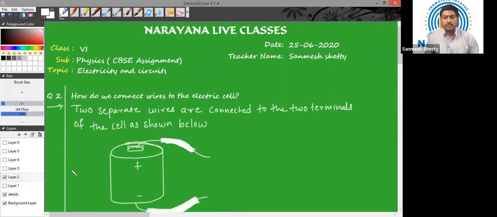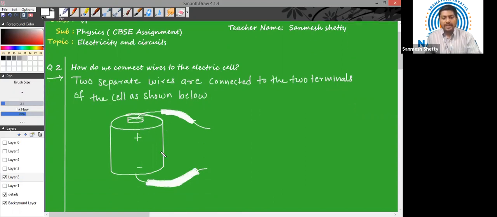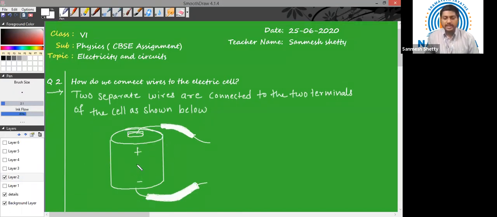Question number 2. How do we connect wires to the electric cell? So two separate wires are connected to the two terminals of the cell as shown below. For example, I have taken here a diagram of a cell. Now we know that a cell has two terminals. One is positive and the other one is negative. So the connecting wires should be connected to these two terminals, the positive terminal and the negative terminal. I hope the point is clear.